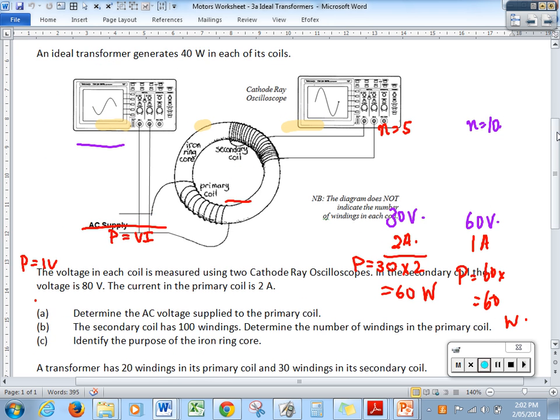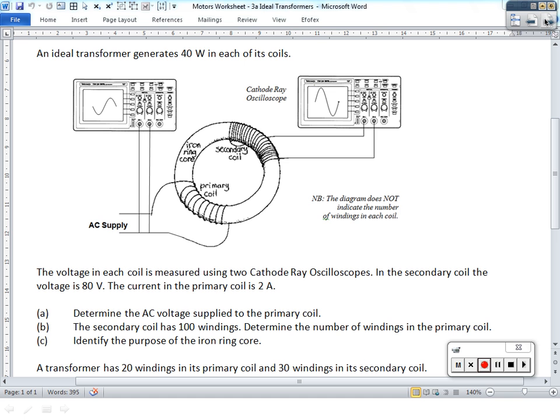Okay. I'll go there. I'll read it to you, and then you can have a go. An ideal transformer, this comes from a CSSA trial paper. An ideal transformer generates 40 watts in each of its coils. We know that because that means, what type of transformer does this mean? If it has 40 watts in the primary and 40 watts in the secondary, what can you tell me about the transformer? It's ideal, good, okay. So in other words, you can apply the mathematics to it.